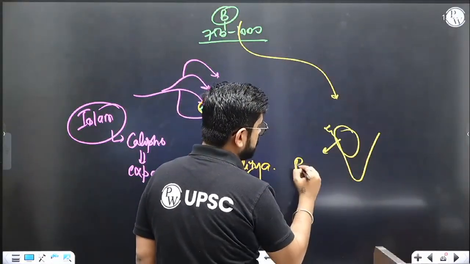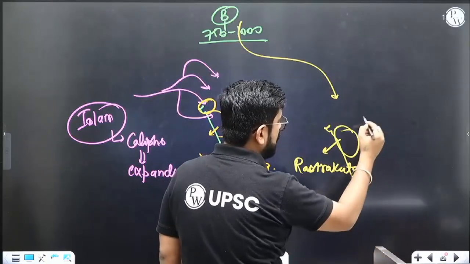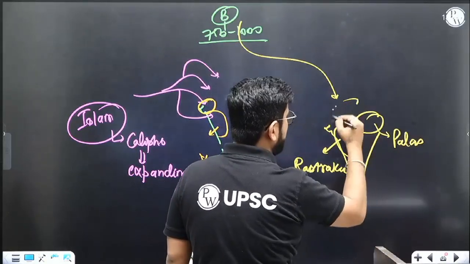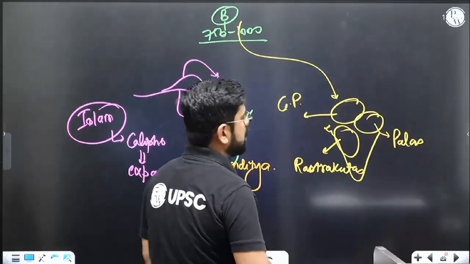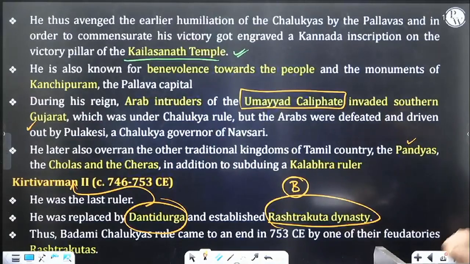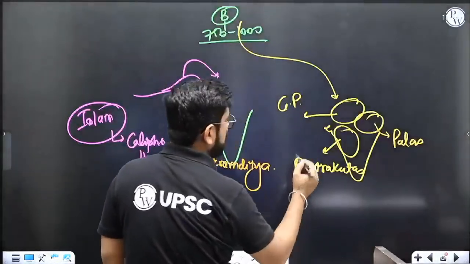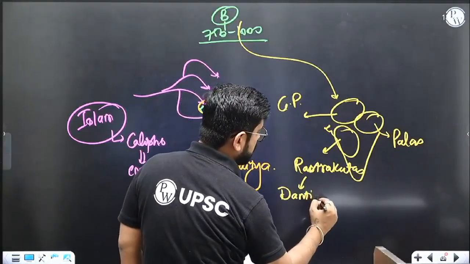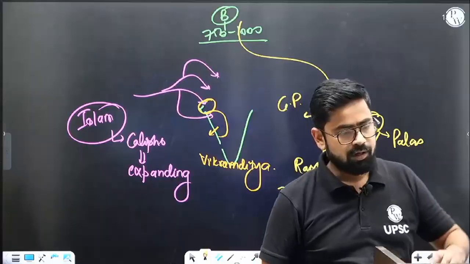One, the Rashtrakutas; another, the Palas; and this is the Gurjar Pratiharas. So these three kingdoms are basically the important ones: Gurjar Pratiharas, Palas, Rashtrakutas. The Rashtrakutas will create a kingdom after defeating Kirtivarman II. Kirtivarman II is the last ruler we know, who got defeated by Danti Durga. Danti Durga is the founder of the Rashtrakutas, and from here your B zone will start. We have discussed all the kings.